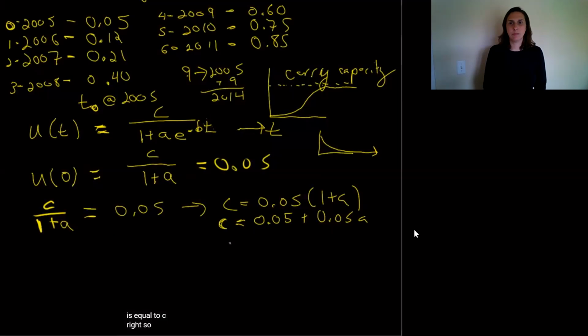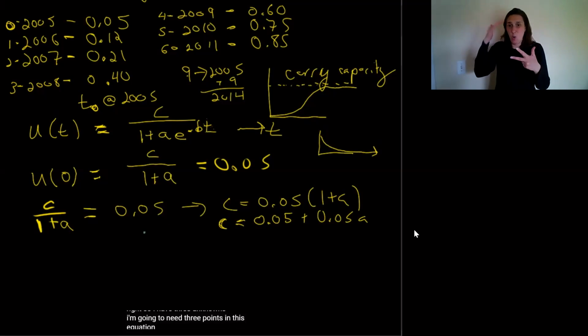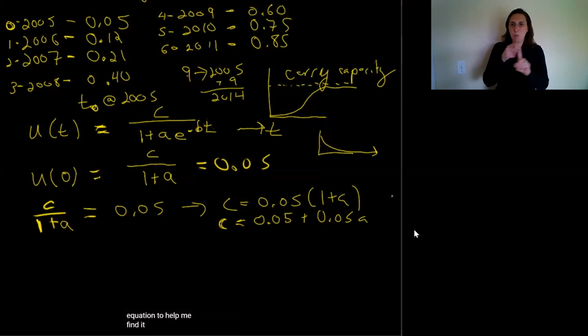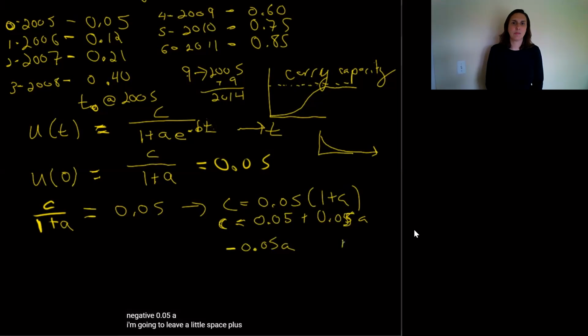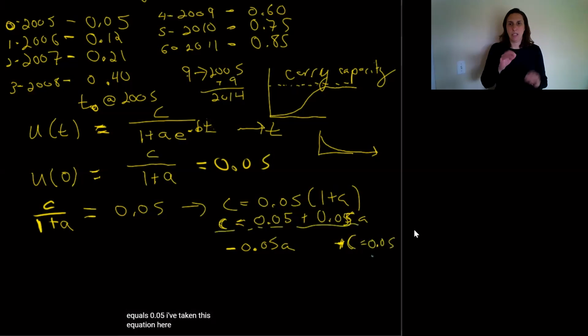All right, so I have 3 unknowns. I'm going to need 3 points in this equation to help me find it. So I'm going to take this, I'll keep this in yellow over here, and I'll find my next 2 in different colors so I can put them all together. Let's subtract this from both sides. So I'm going to get negative 0.05a, I'm going to leave a little space, plus c equals 0.05. I've taken this equation here, and I have a relationship for 2 of the things I don't know.